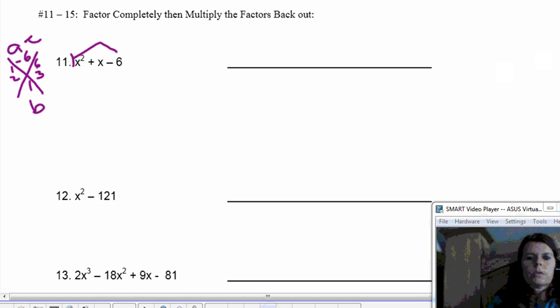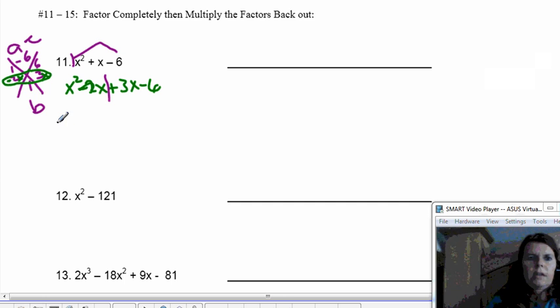So which ones, when added up, would equal 1? Well, obviously, 1 and 6 can't make 1, but 2 and 3 can make 1 if one of them was negative. And this one would have to be negative to make 1. Then you put the x on there, and this just comes down. This is a 2, and it's negative from right over here. And then split the middle.